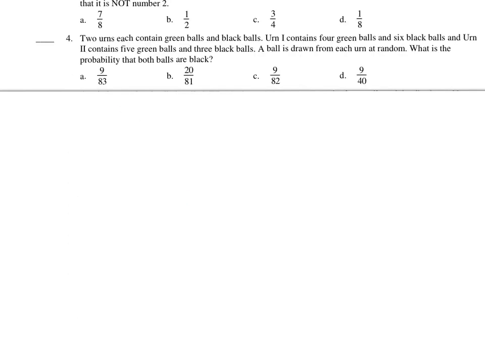All right, next up here, it says we got 2 urns, and urn 1 has 4 green and 6 black, while urn 2 has 5 green and 3 black. And what's the probability if we pull 1 out of each that they are both black? So these are 2 separate probabilities here. I'll do 1 for the first urn, and the probability on that one is 6 out of 10. And then for urn 2, our probability for black would be 3 out of 8 total.